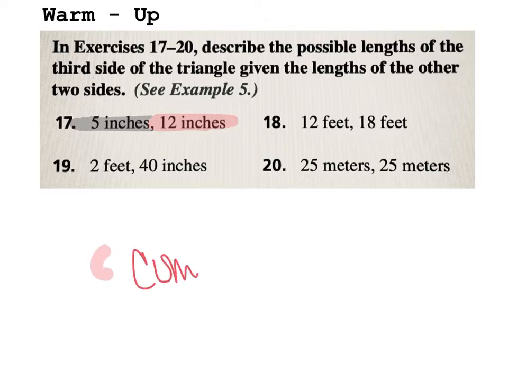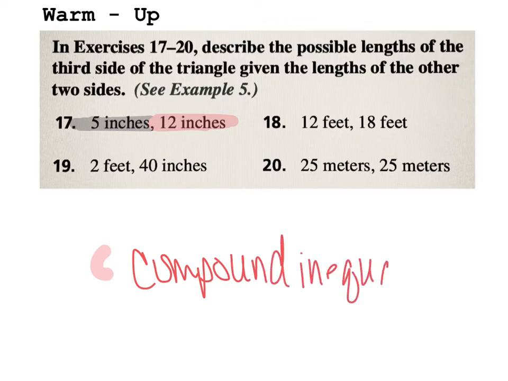A compound inequality means you're going to have the x in the middle, and it's going to basically give you a range of values. When we write a compound inequality, both arrows always point towards a smaller number, so I'm going to have them both point towards the left. In this instance, the least amount that the side length can be is when you subtract the two values. So 12 minus 5 is 7. And then the most that it can be is if you add the two together, which would be 12 plus 5, which is 17.